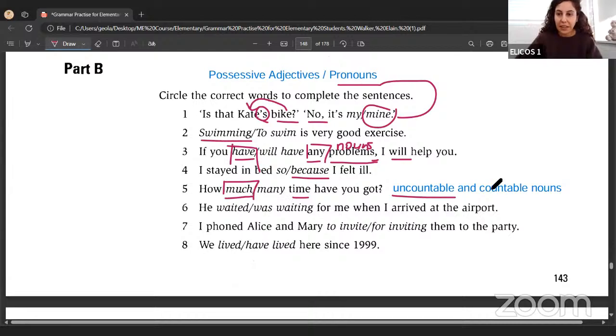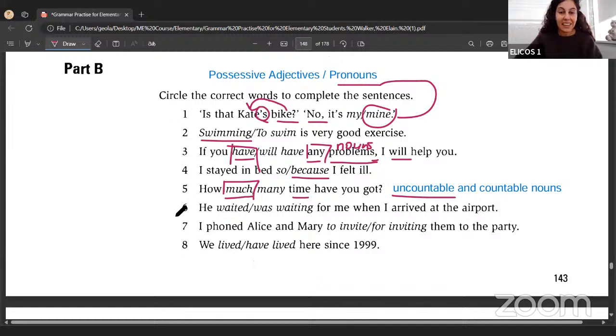Okay, many was with countable nouns, like how many apples do you have? Because we can count them. Remember, 1 apple, 2 apples, 3 apples. But time, you can't say 1 time, 2 times, 3 times. So we use how much. Remember, uncountable was like words like bread, oil, sugar, flour. Good. So how much? How much flour do you want? How much rice do you want? How much sugar do you want?